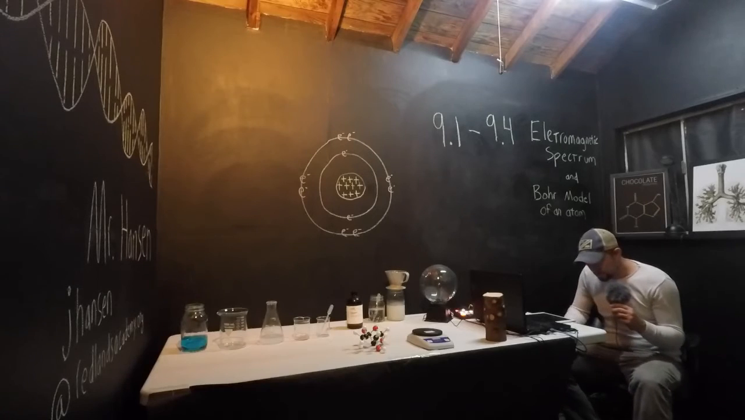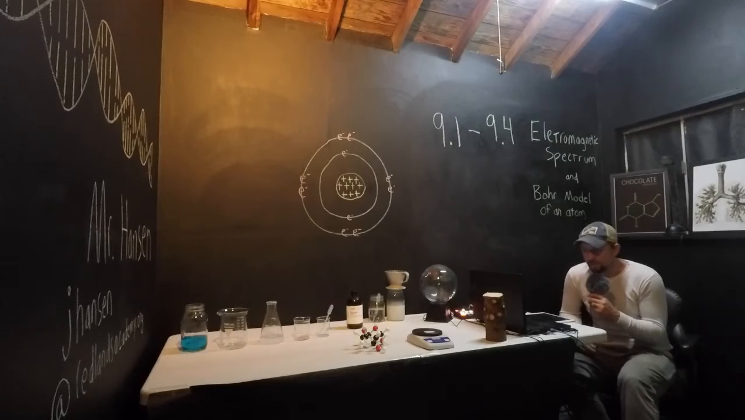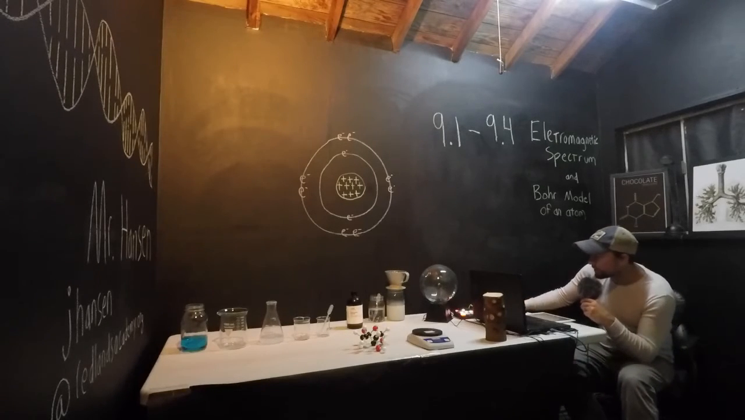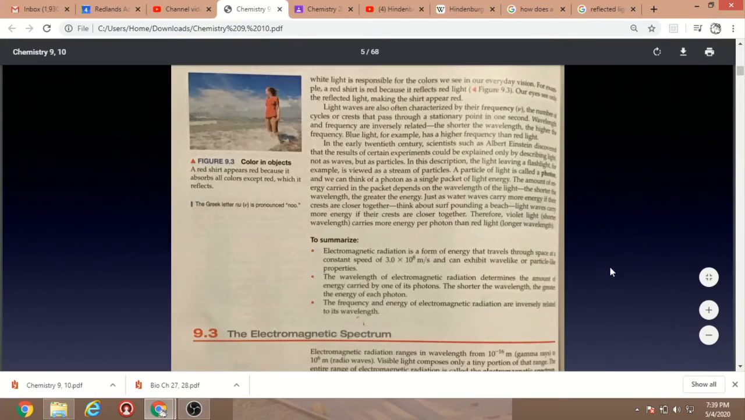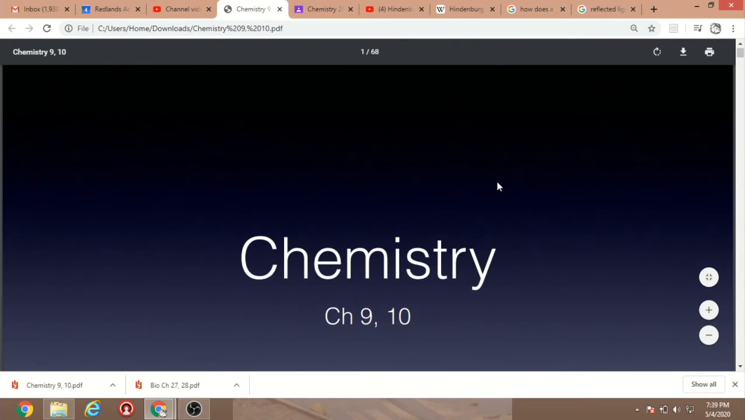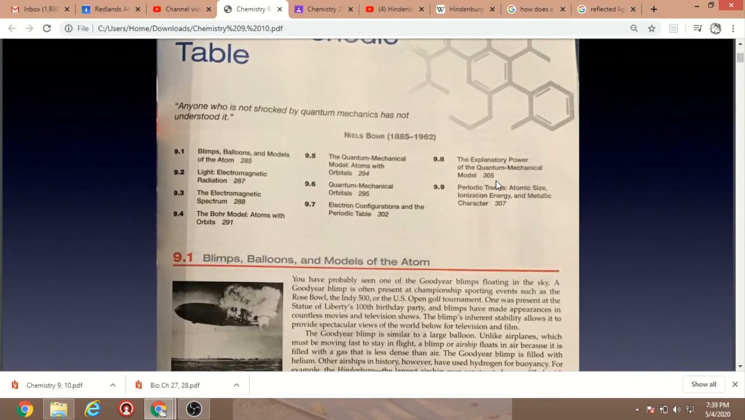There is another one called the quantum mechanical model, which we'll look at in the next video. And so let's just get right in. I'm going to go ahead and share my screen with you so I can look at my PowerPoint. I'm going to be looking from the PDF that I uploaded to Google Classroom. You guys can scroll through this if you don't have your textbook at home.